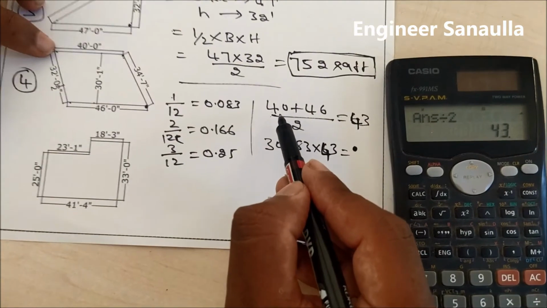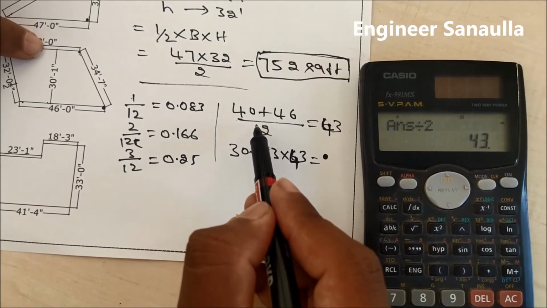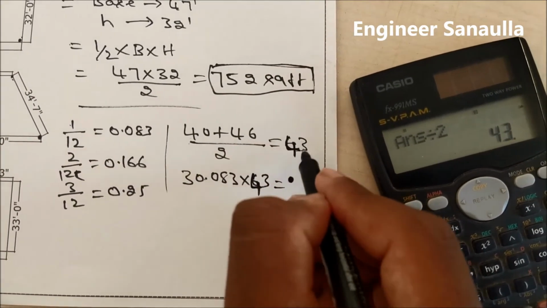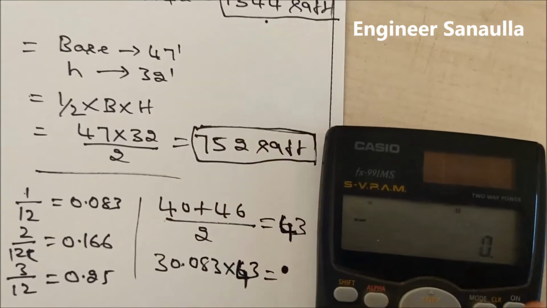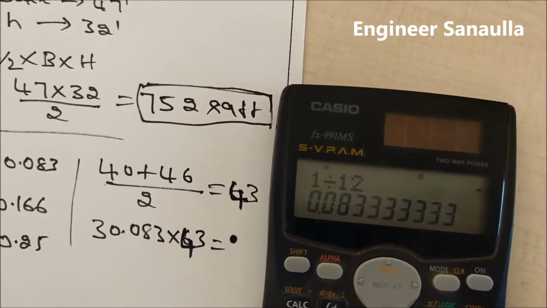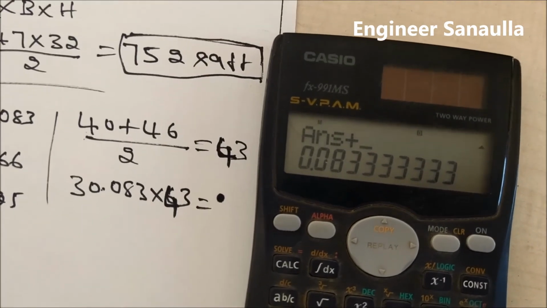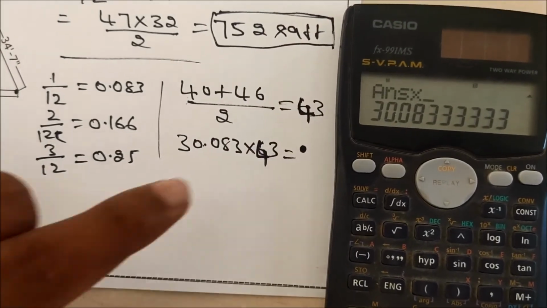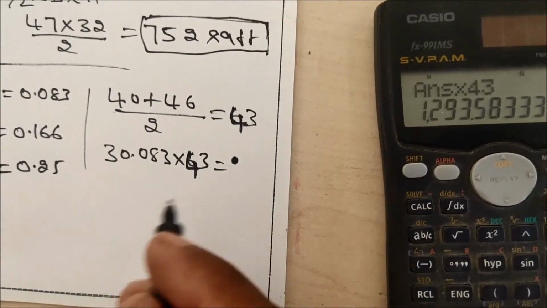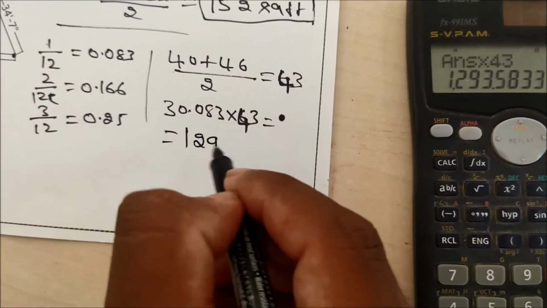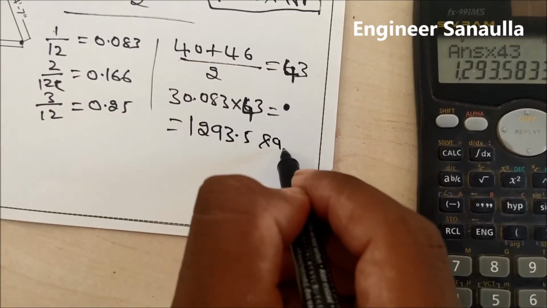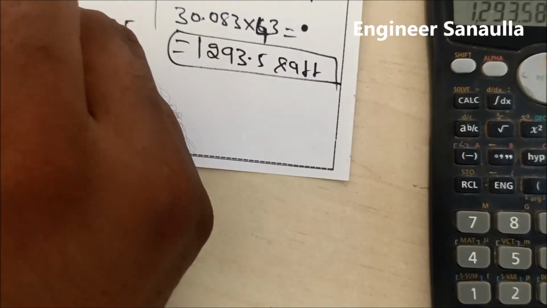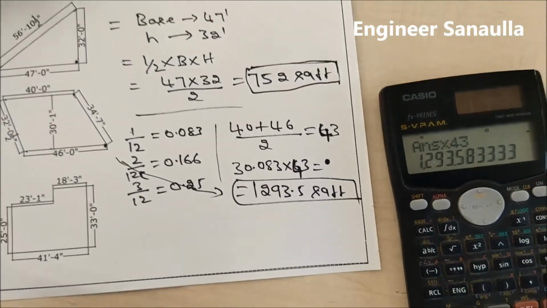The length of this plot is 40 feet here and 46 feet here, divided by 2, it will come 43 feet. Now 1 divided by 12, plus 30 feet, is 30.08 into 43. It will come 1293.5 square feet. Friends, for this plot it will come like this.